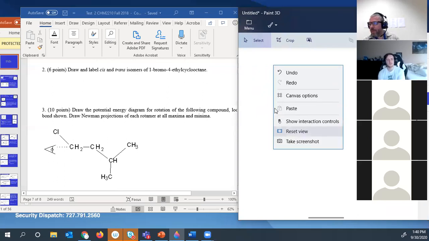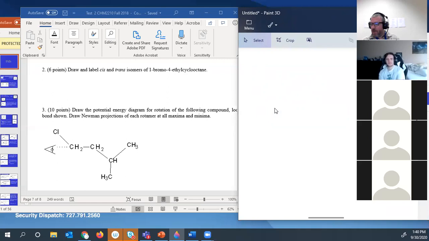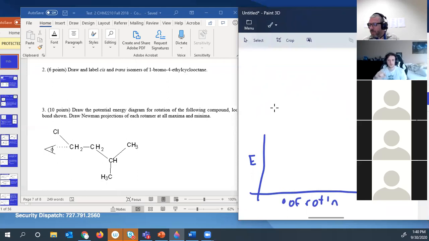So we're going to prepare a diagram here. And that diagram is going to look like an energy diagram. It's going to be E, and down on the bottom we'll have degree of rotation. And this will be numbered in increments of 60, hopefully relatively even increments of 60. Not very pretty what I'm doing here, but effective regardless.